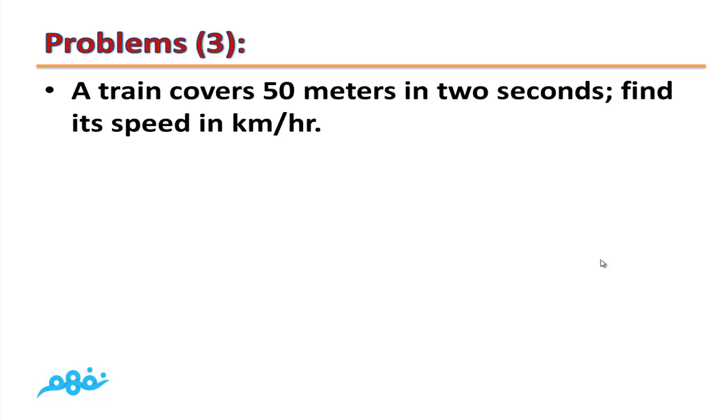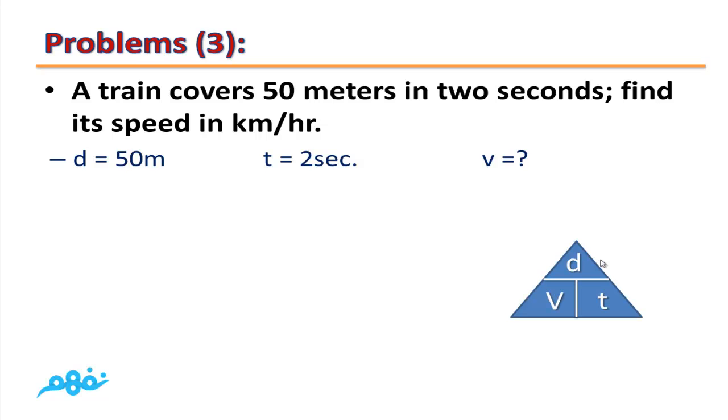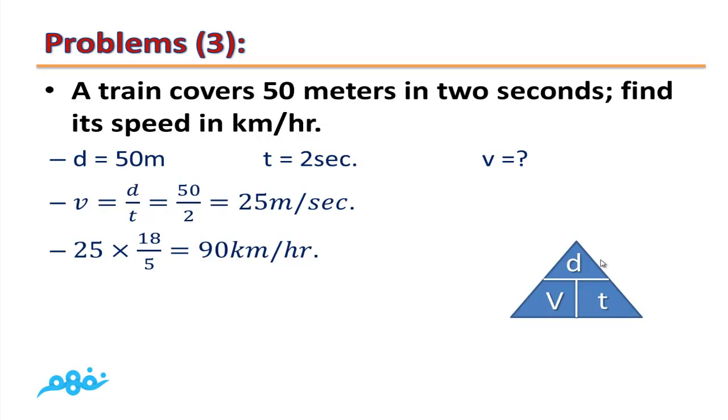Problem 3. A train covers 50 meters in 2 seconds. Find its speed in kilometers per hour. Distance equals 50 meters. Time equals 2 seconds. Speed is unknown. We want to find the speed. So from the magic triangle, speed equals distance over time equals 50 over 2 equals 25 meters per second. If we want to change it into kilometers per hour, we will multiply by 18 over 5 in the simplest form, and it will be equal to 90 kilometers per hour.